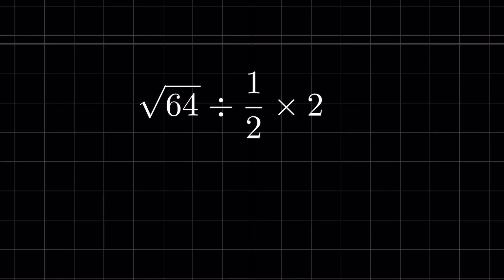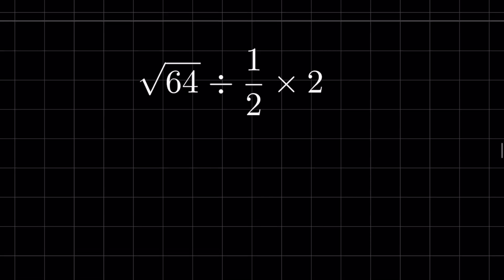Square root of 64 divided by 1 upon 2 times 2. How do you solve this? So as per order of operation, we first solve parenthesis.